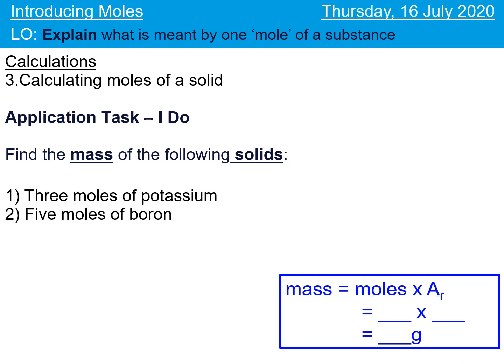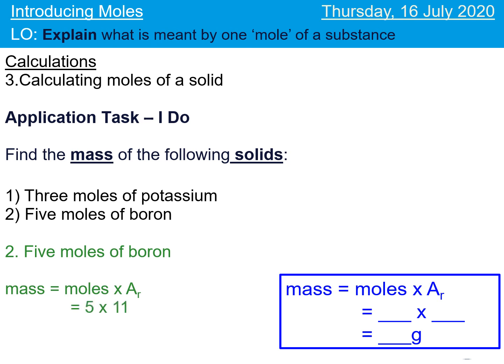Let's look at our second example, the mass of 5 moles of boron. Again, we use the equation mass is equal to moles times AR. The number of moles here are 5. The AR of boron is 11, which we find in the atomic number of the periodic table for boron. And the answer here is 55 grams.